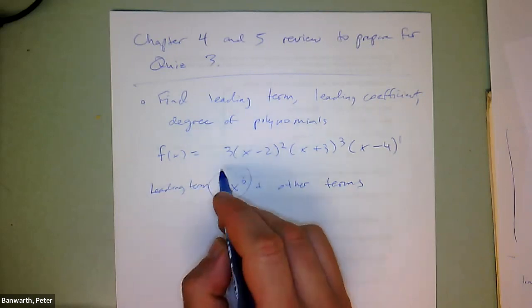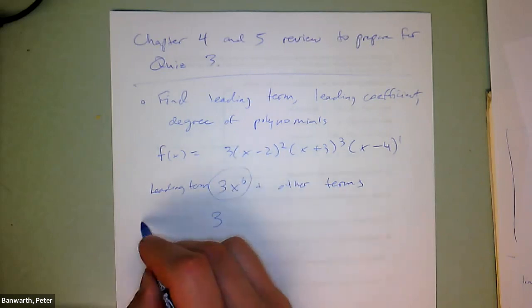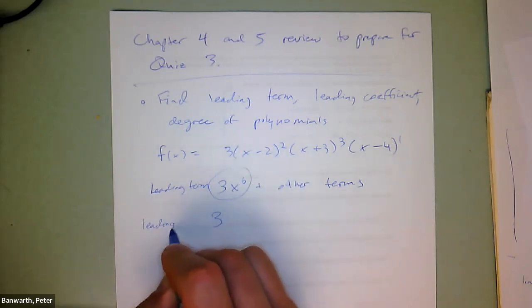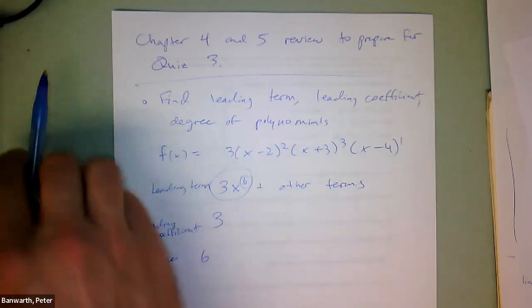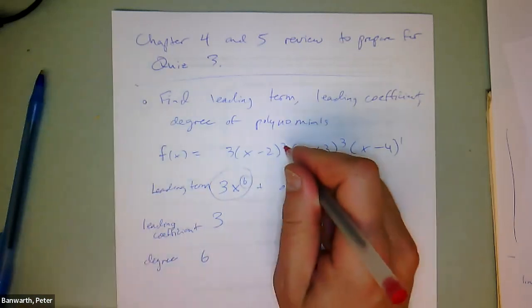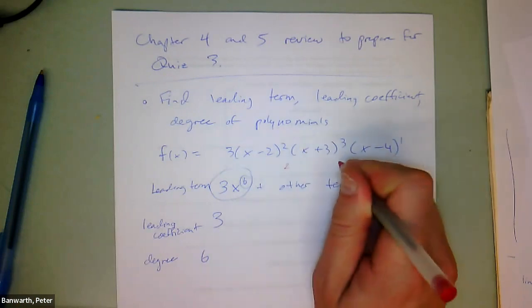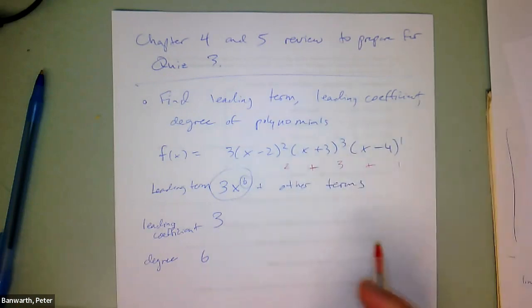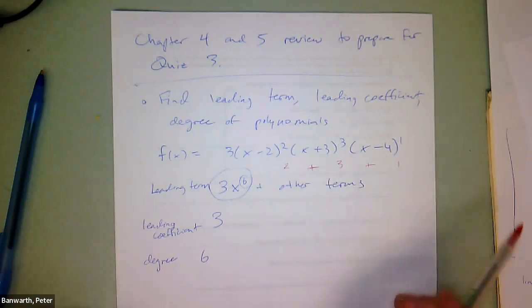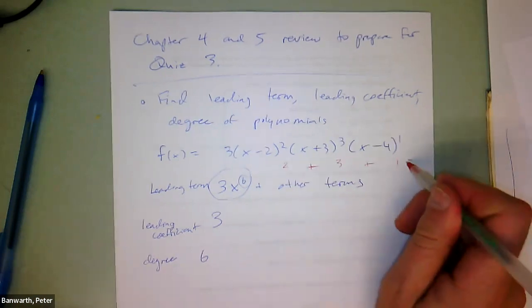Leading coefficient is just that number. And the degree is 6, which is the power on the leading term. And I can get that by looking at the powers on each of the factors and adding them up. 2 plus 3 plus 1 equals 6.